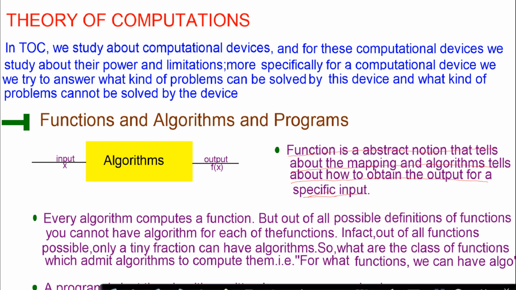We are entering into the subject with the question: for what functions can we have algorithms? Every algorithm computes a function, but out of all possible definitions of functions, you cannot have an algorithm for each of the functions. In fact, out of all functions possible, only a tiny fraction can have algorithms. So what is the class of functions which admit algorithms to compute them?